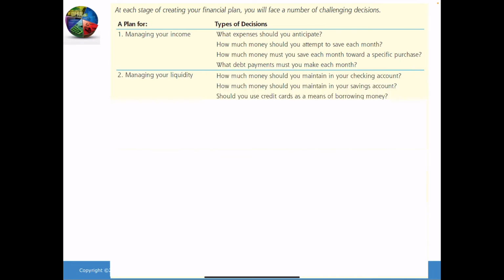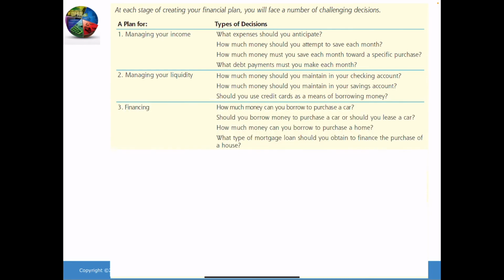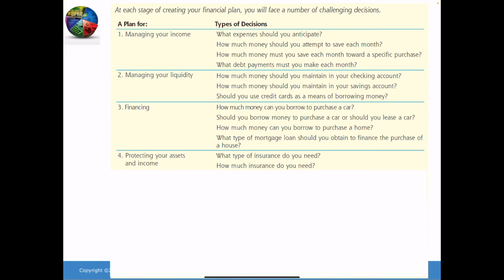And so forth. Managing your liquidity: how much money should you maintain in your checking account along with your savings account? Should you use credit cards as a means of borrowing money? Financing: how much money can you borrow to purchase a car? Should you borrow money to purchase a car or should you lease it? How much money can you borrow to purchase a home? What type of mortgage loan would you take out?